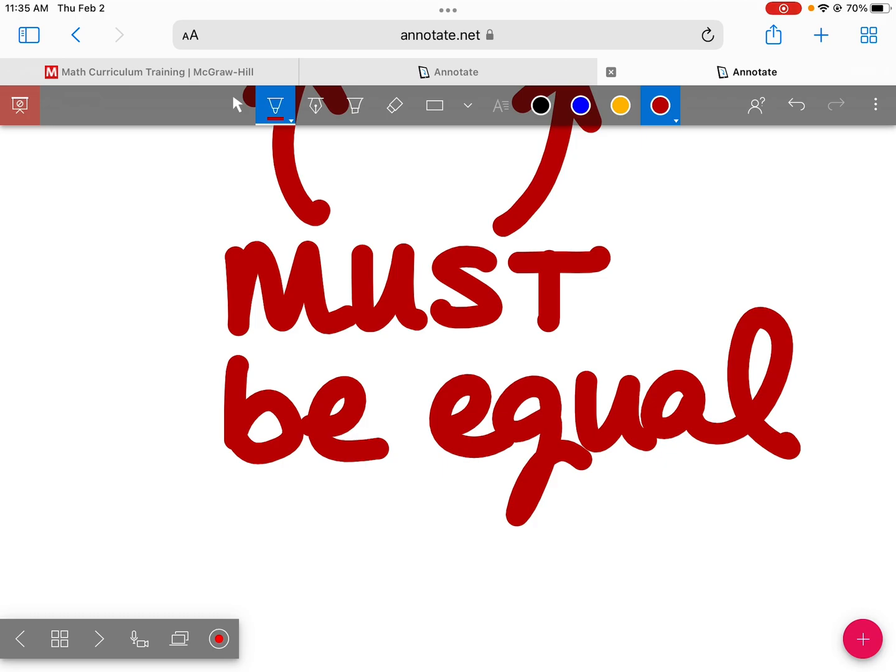If my bases are different, then my exponents aren't going to be equal. But if my bases are the same, then those exponents are going to be equal.